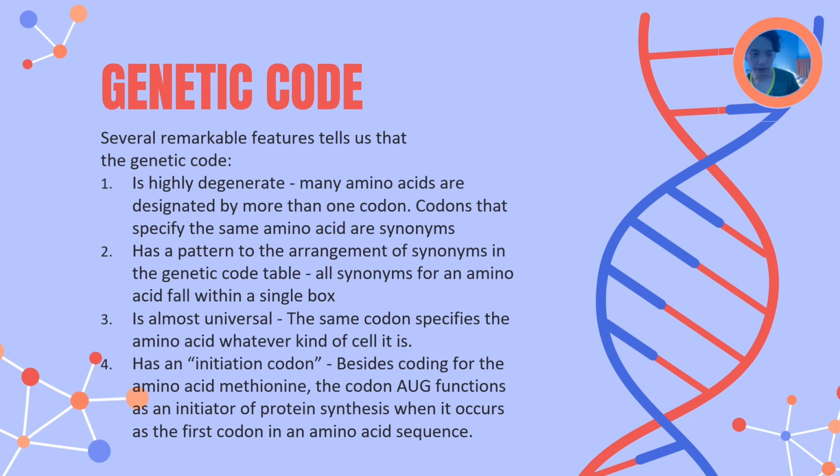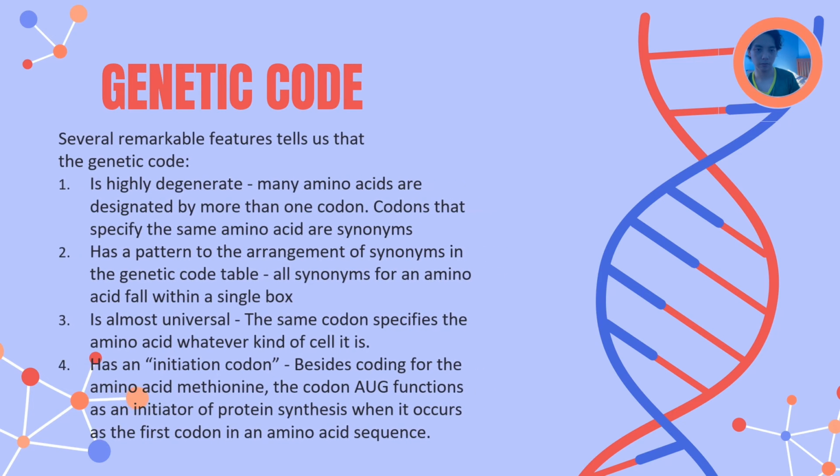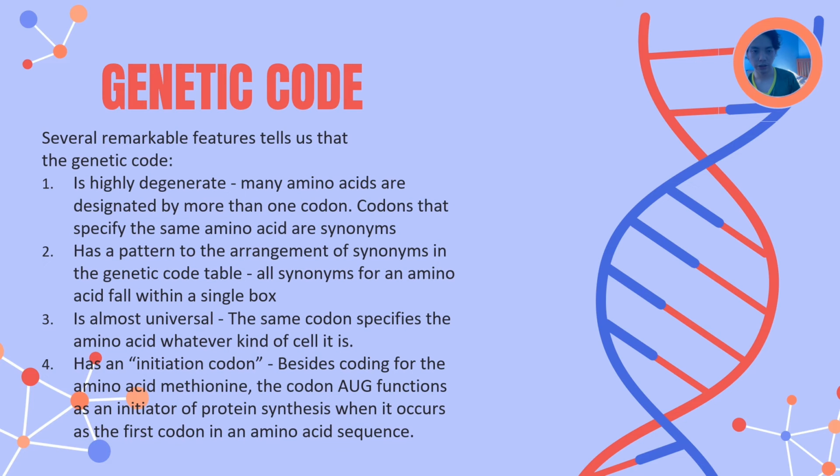Then 4th and lastly, the genetic code has an initiation codon. Besides coding for the amino acid methionine, the codon AUG functions as an initiator of protein synthesis when it occurs as the first codon in an amino acid sequence. So here is the table, the genetic code table.